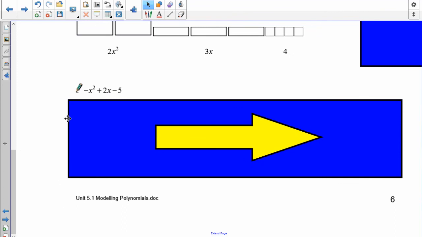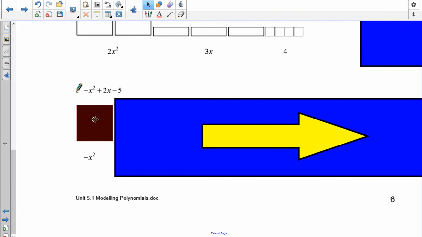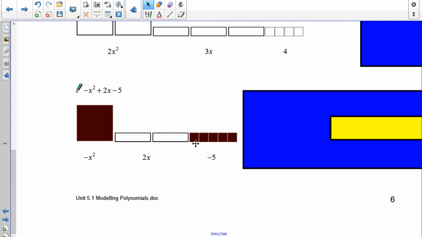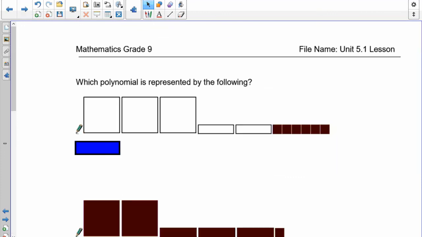Okay, first off I need to have a negative x squared. Well, an x squared is an open square. The negative x squared is a shaded in one. 2x's, well that's pretty straightforward. There's your 2x's, and of course minus 5 means I have to have 5 negative tiles. All right, moving on.